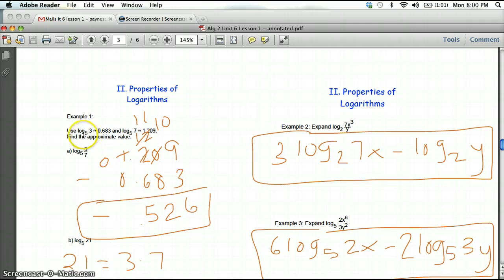Now it gives you what log base 5 of 3 is. It's 0.683. It gives you what log base 5 of 7 is. It's 1.209. Now the rule says anytime you have division, you subtract. So let's do that. 1.209 minus 0.683 equals 0.526. But the 3 was first, so we're actually going to subtract the smaller one from the bigger one. Anytime you subtract small from big, it's actually a negative.